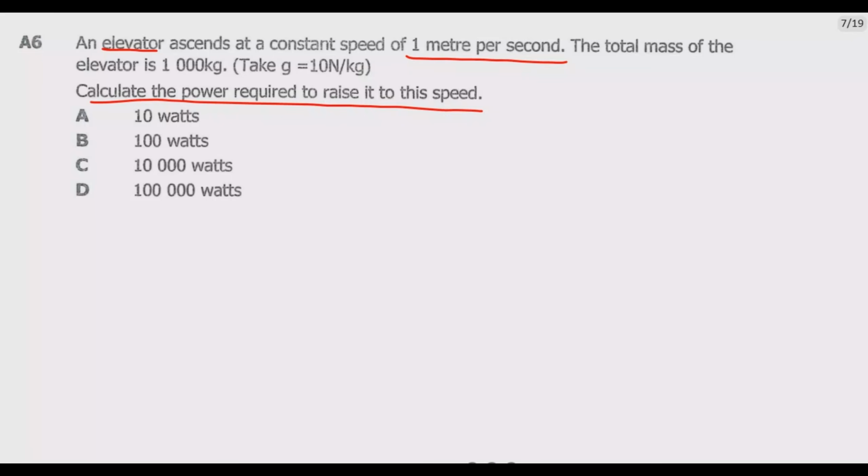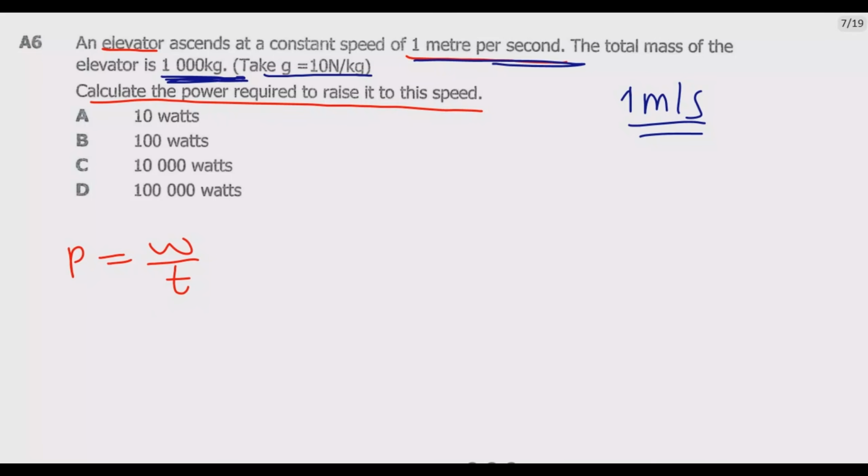So how do we find power? Power is given by work done divided by time. So you see the work done per second, that's the power. We need to know the work done, and we also need the time. We are given 1 meter per second, which is the speed. Then we are given the mass of the elevator. Then we are given gravity.